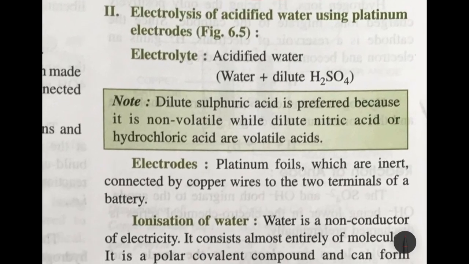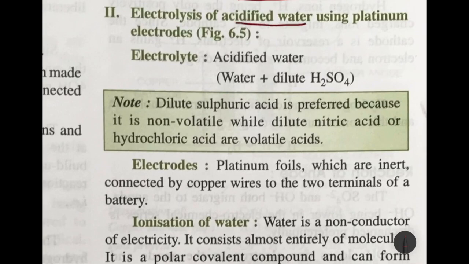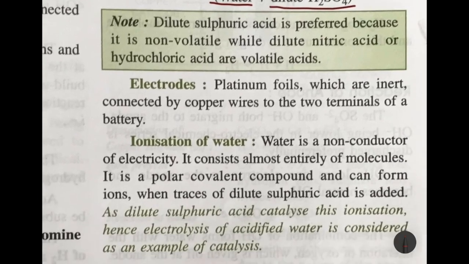Now next, moving on to the electrolysis of acidified water, where platinum electrodes are used. The electrolyte is acidified water. And why acidified? It is acidified with a little bit of dilute sulfuric acid. Now remember, dilute sulfuric acid is used because it is non-volatile, while dilute nitric acid or hydrochloric acid are volatile acids.